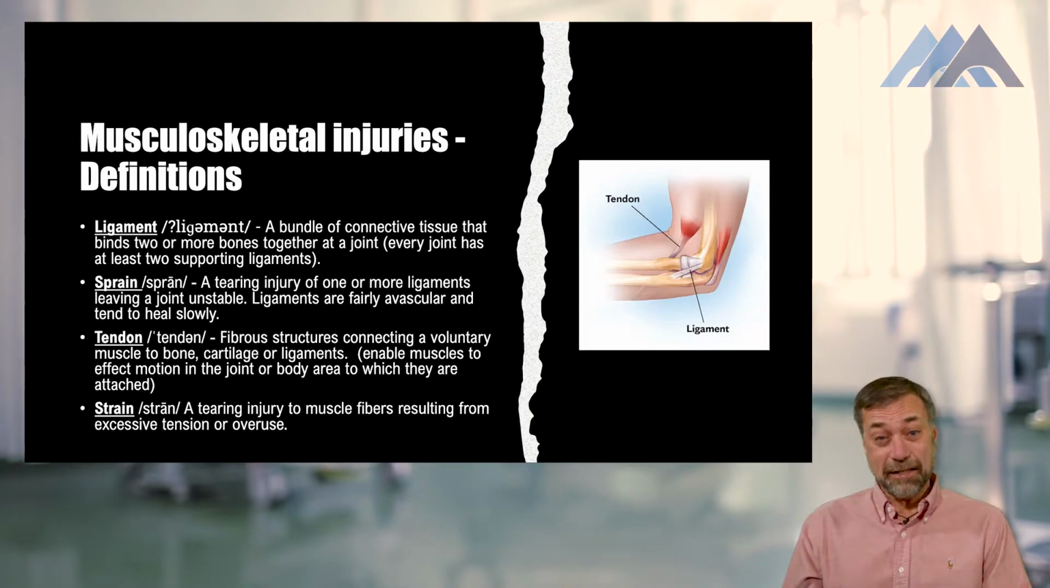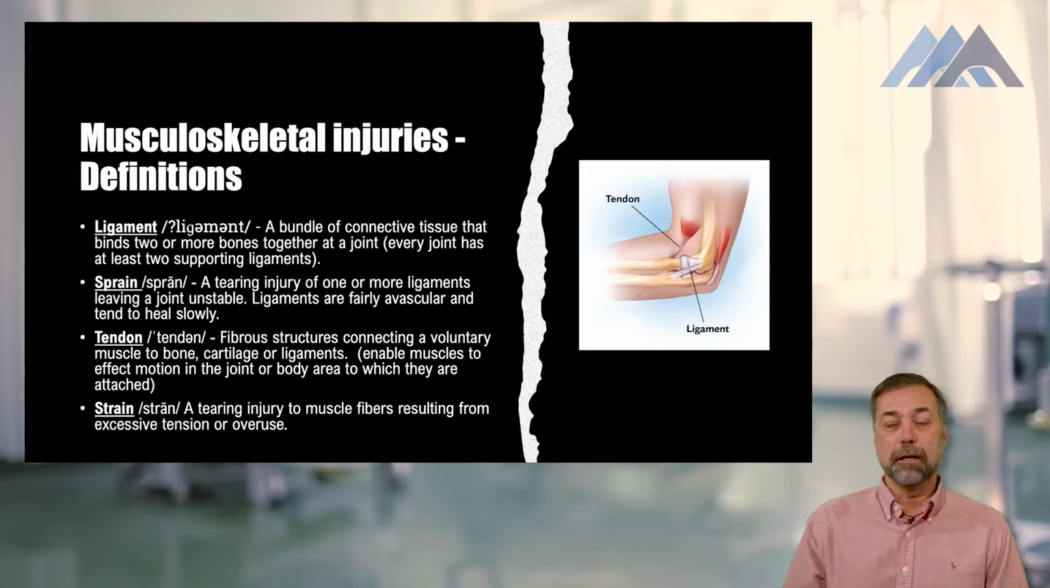Now, a tendon is a fibrous structure connecting a voluntary muscle to a bone, cartilage, or ligament, and they allow muscles to work. If you injure a tendon, you have a strain, S-T-R-A-I-N, and it's a tearing injury to muscle fibers resulting from excessive tension or overuse.